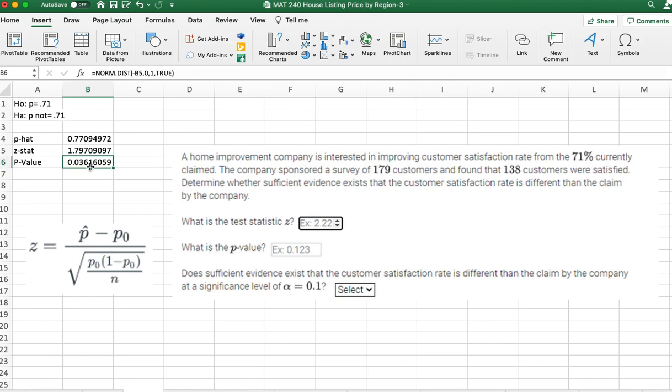Okay. Now, because we're looking at the left tail and the right tail, we need to account for both. So we're going to say 2 times, and I just use my asterisk, and then this is the p-value for both sides of the distribution curve.